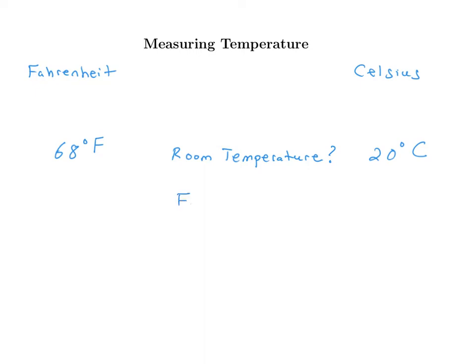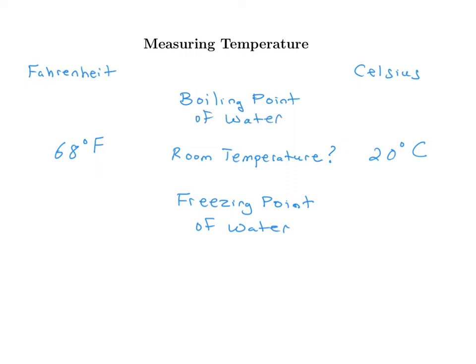So I'll say the freezing point of water. So that'll get some number assigned to it. And then there'll be a larger number that is assigned to the boiling point of water. And room temperature should be somewhere in between those numbers.